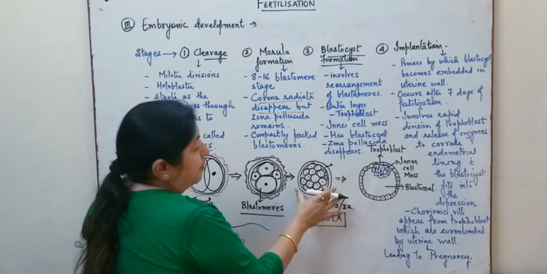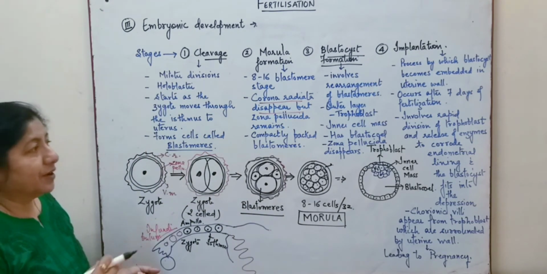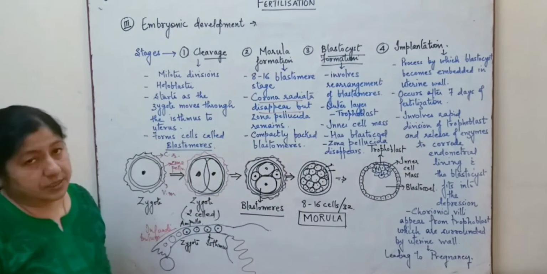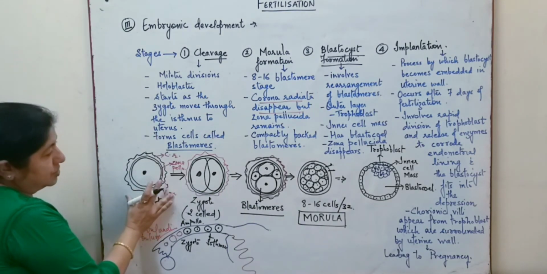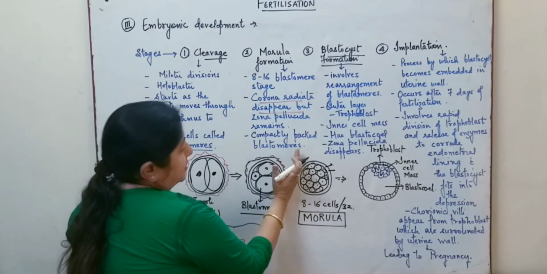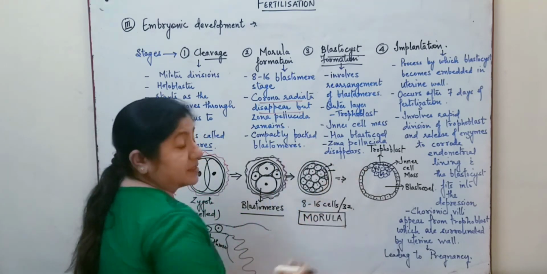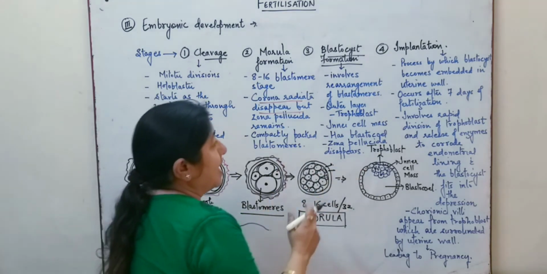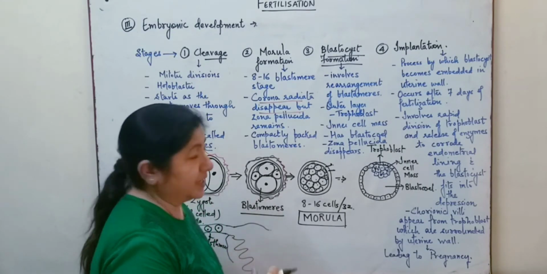Now here the blastomeres will be rearranging themselves, and the outer layer, the zona pellucida, now disappears in the next stage. So we have seen that from the zygote stage to the stage of the morula, all the three layers are present before the morula formation. Corona radiata disappears at the morula stage, and zona pellucida disappears at the blastocyst stage.